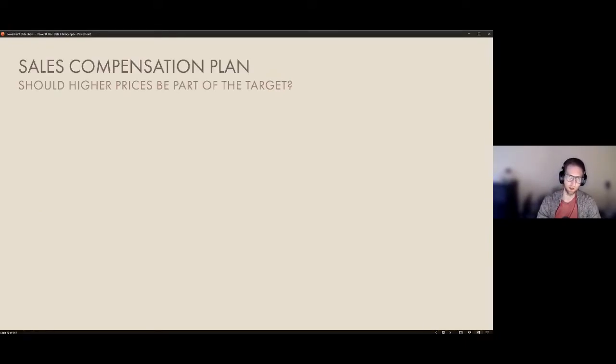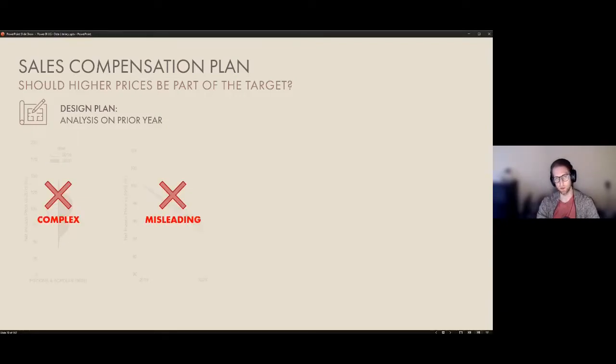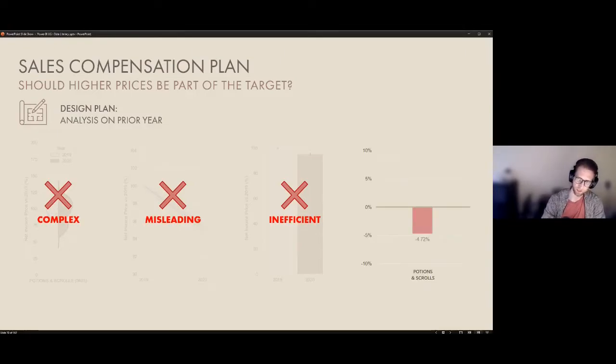If we recall, one of the questions that was asked was whether prices should be a part of the target. Stonk needed to do an analysis versus prior year, and the first thing they showed was this violin plot. It was rejected because it was complex. The slope chart was rejected too because it was misleading. This next bar chart, rejected because it's inefficient. The final chart that was selected was this one, as it was the most effective in conveying the information in the most easy way. That's true.